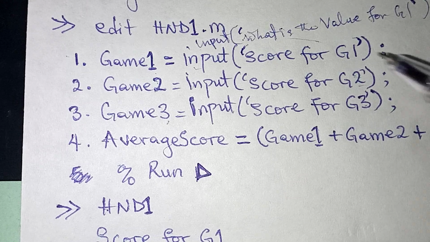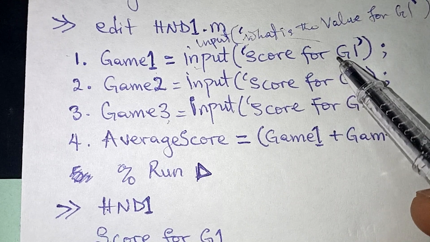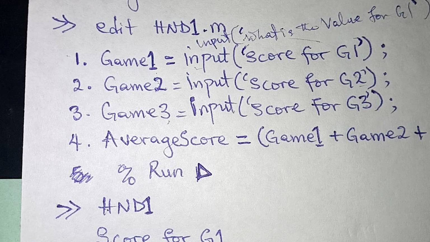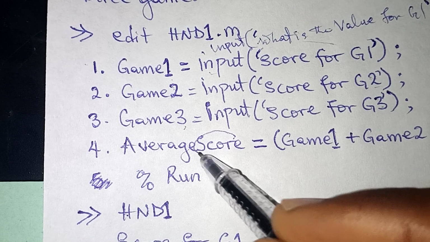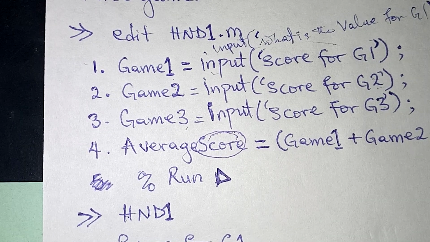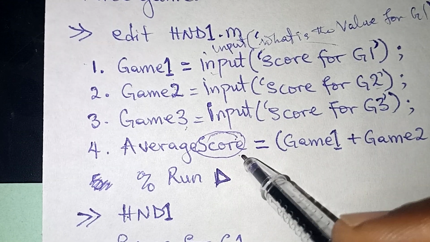If you run, it will tell you input score for game 1. You have to put the score. When you do that, it will ask you again, input score for G2. You put the score. Then if you enter, it will tell you score for G3. You have to put the score. Now, I used average score. Any word you wish to use, you can use. You must not include the score that I've used.